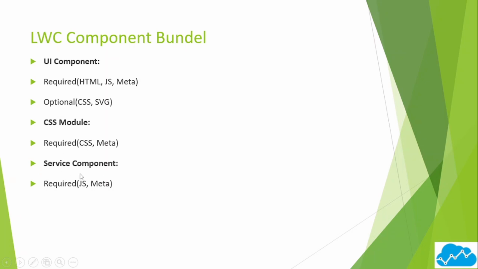Next, service component. Here the required files are JavaScript file and meta.xml file. Here the HTML file is not required. So in all the cases we see that the meta XML file is there. The meta XML file is the configuration file. By using this we display the content wherever we want, like app page, home page, record page, community page. Wherever we want, we are going to display the component.